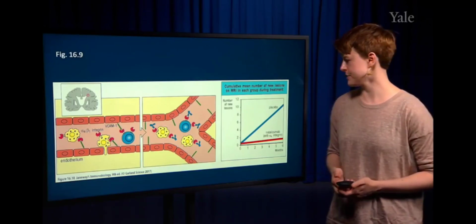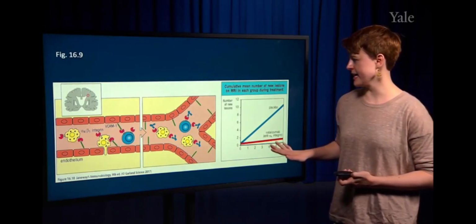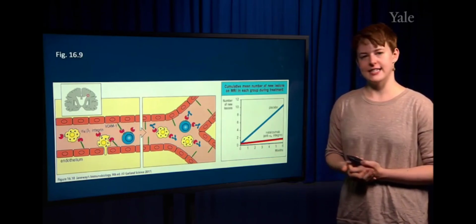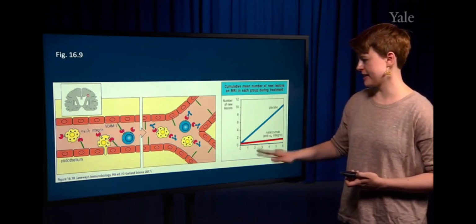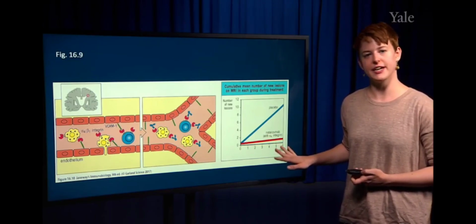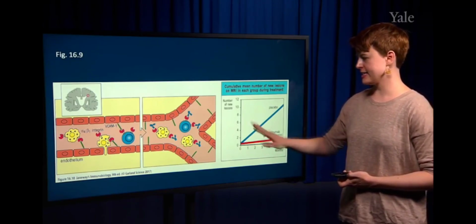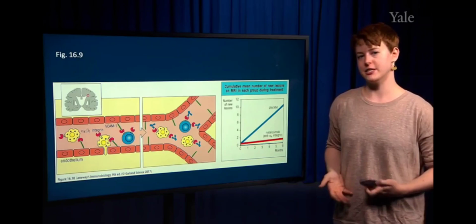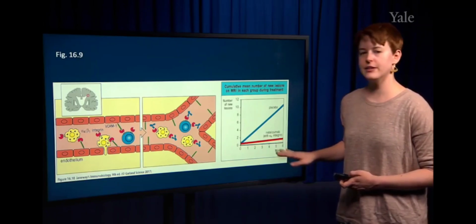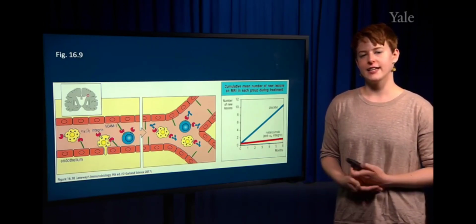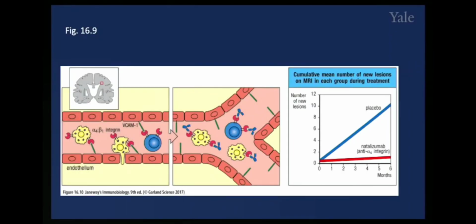And you can see here, this is in MS. We have patients that received this alpha-4 integrin antibody, and this is comparing the number of new lesions in the brain. There's a really dramatic reduction in new lesions when this extravasation is blocked.